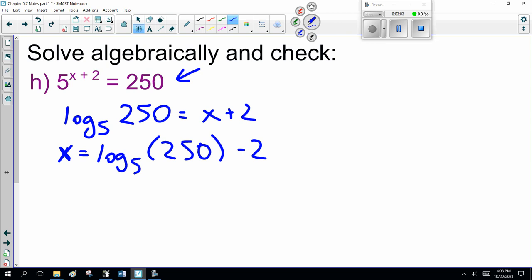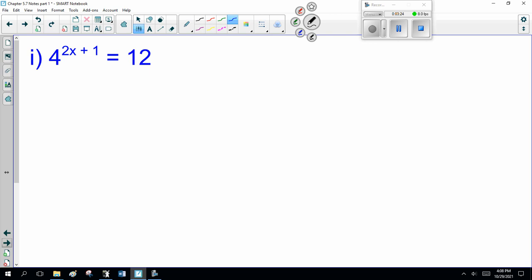Now, please don't simplify it any more than this. Somebody would go, Mr. Sutton, this is log base 5 of 125 times 2, and that's 5 cubed. And I'm going, yeah, you can simplify it some, but it's not worth it. Don't. Just leave it. All right? Please.